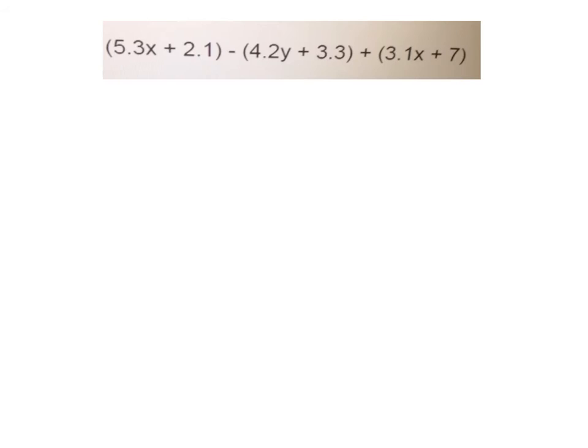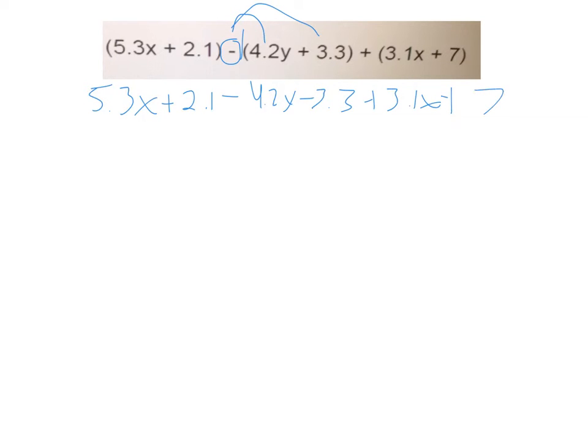Next one. On this one right here, you're going to simplify it. So you're just going to combine all the like terms, but when you have a minus in between two sets of parentheses like that, and there's nothing there, we actually have to distribute a negative 1 to everything inside the next parentheses. So this is really 5.3x plus 2.1 minus 4.2y minus 3.3 plus 3.1x plus 7.